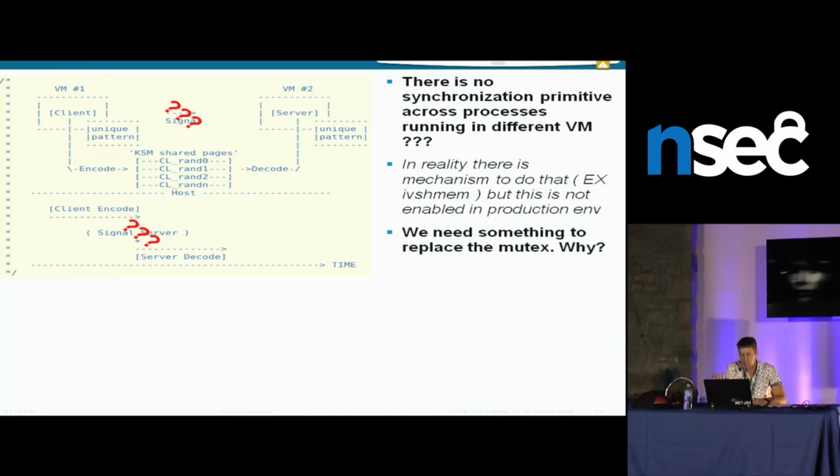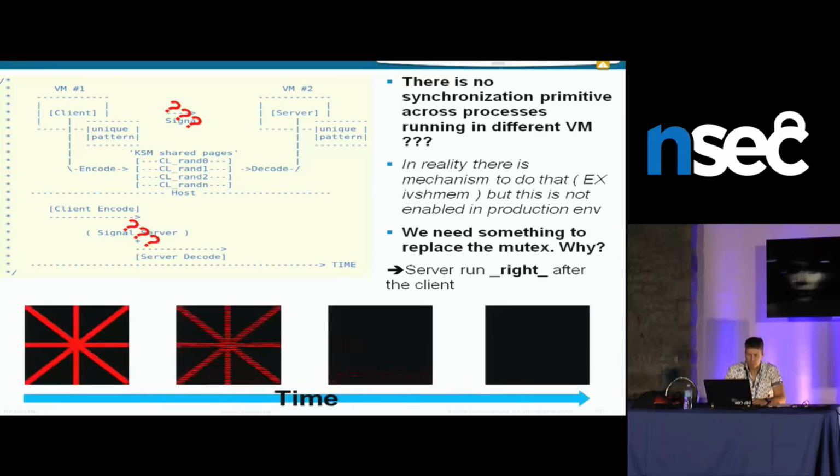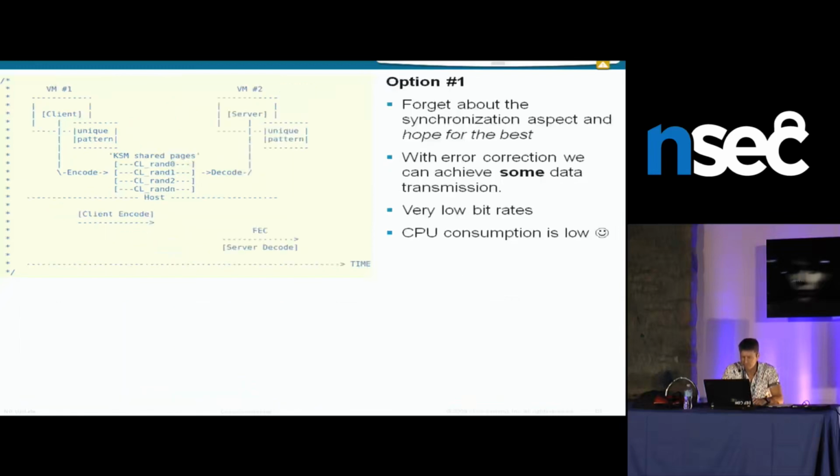So we basically need something to replace the mutex that I was using to signal the server and the client. Why? Well, we want the server to run right after the client, because if we wait too long, the data that we put in the cache is going to be completely gone. So ideally, we want the client to run and the server to run right after. If we wait too long, all the data is gone.